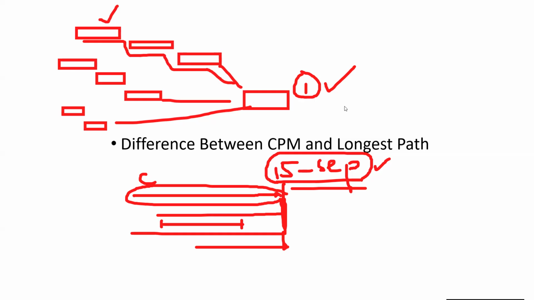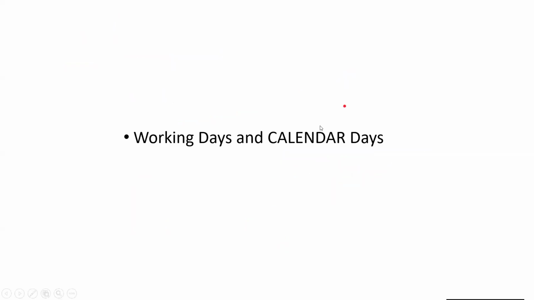Okay. So now, another thing: what is the difference between working days and calendar days? Against a WBS, you can always find calendar days. Against an activity, you can always find working days. What does that mean? I will show you.